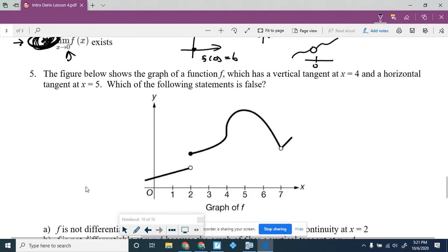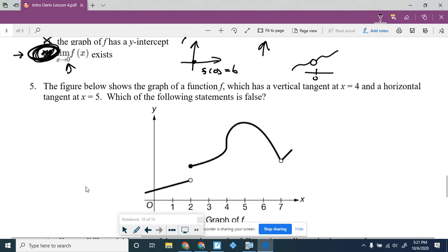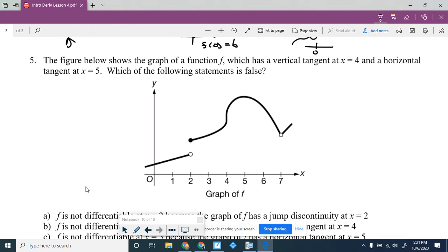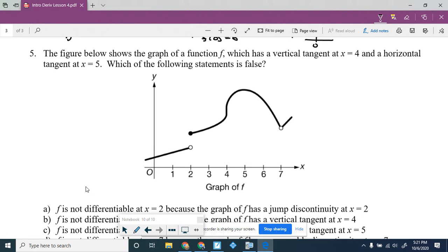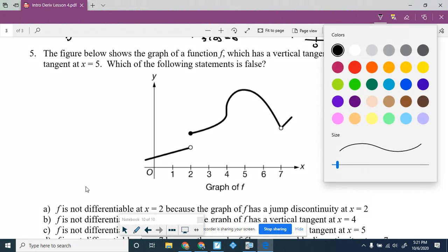All right, 5 is the last one. It says the figure below shows a graph of the function f, which has a vertical tangent at x equals 4. All right, so you now know that a vertical tangent is going to be a point of non-differentiability.